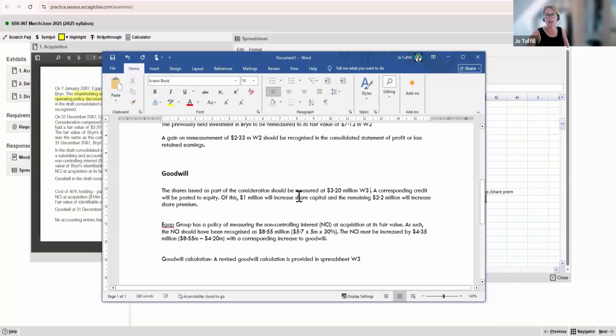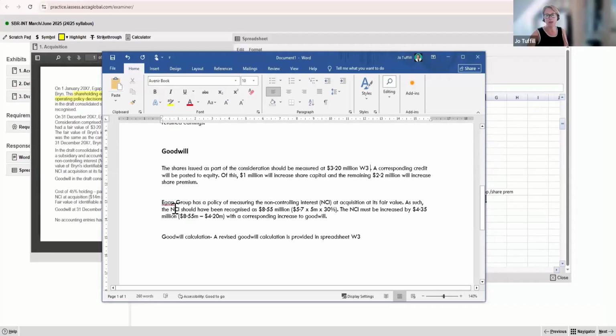Therefore, that's explaining that first error. It has a policy of making non-controlling interest at acquisition its fair value. Therefore, it should have been recognised at 8.55. And so you can take that out and put it in working 3. The NCI must be increased by 4.35 million. We again do not need to write that in because it's in working 3.